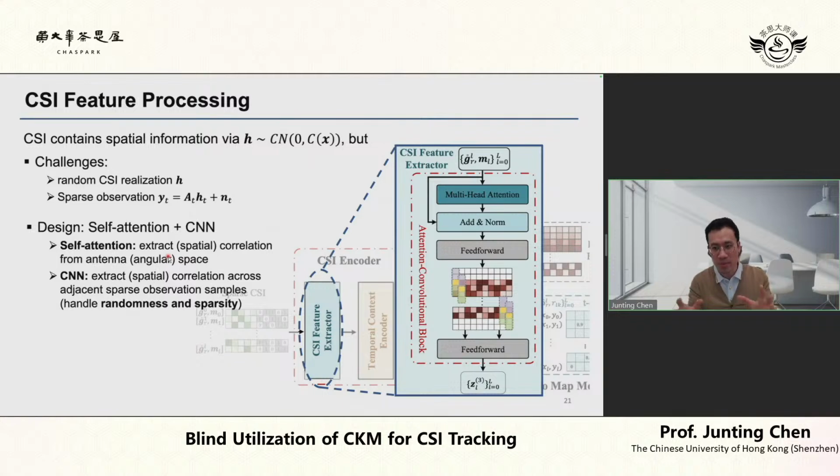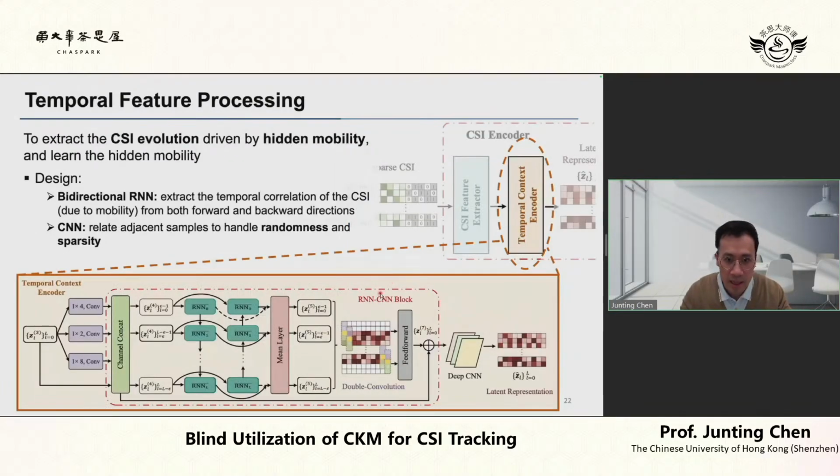Although this is difficult, because our observation is very sparse, it is followed by a CNN structure where we try to correlate the adjacent observations to tackle the challenge of the randomness of the channel and the sparsity of the observation. So this is the CSI feature extractor module.